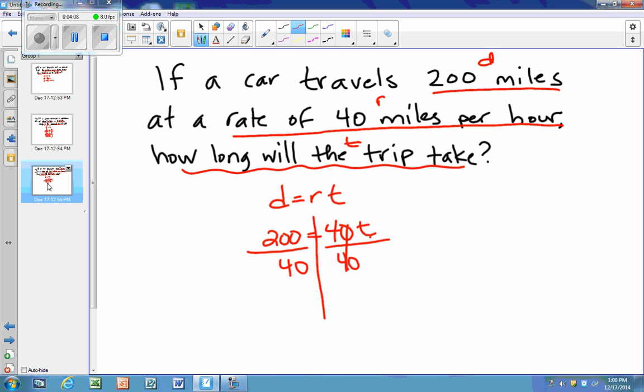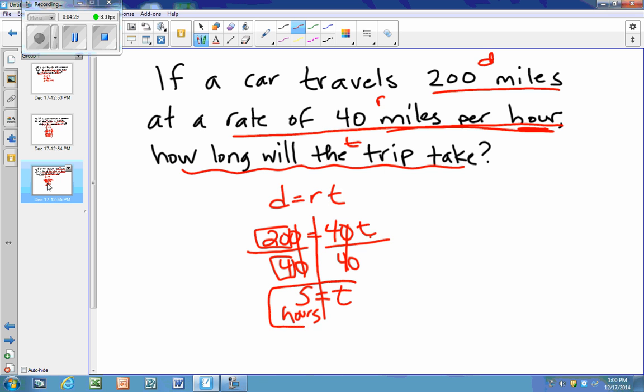Again, I'm going to use the 0 rule. 20 divided by 4 is 5. These two zeros would end up canceling out, so 5 is the time. But I need a label. 5 what? Let's go back into the question. If I look at the rate, it's 40 miles per hour, so the time would be 5 hours.